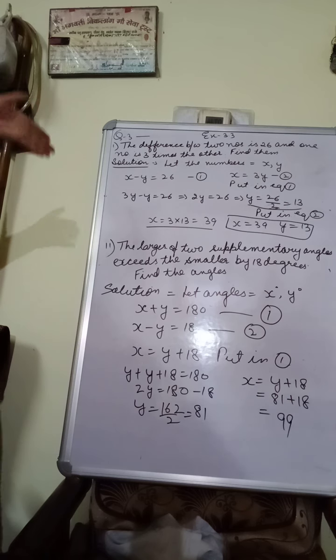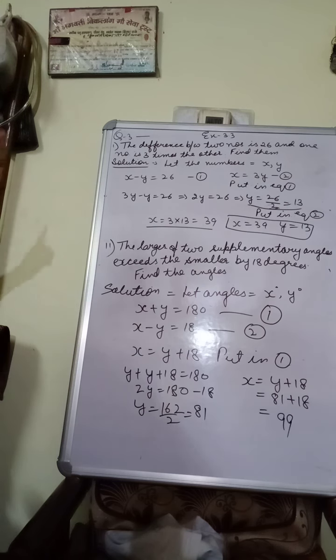Here we have been given statements. First, we have to make the linear equations and then we have to solve the linear equations to find out the value of the variables. So let us start with the first part. The difference between the two numbers is 26 and one number is 3 times the other. Find them.